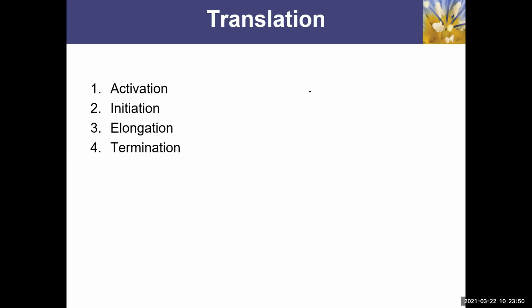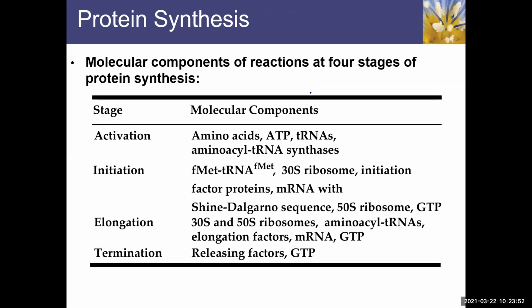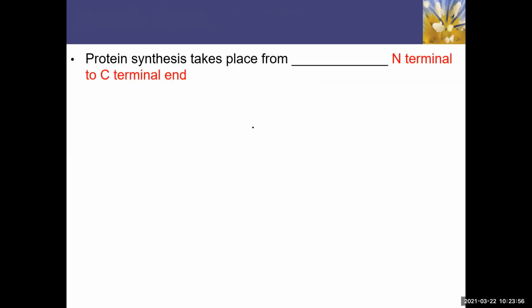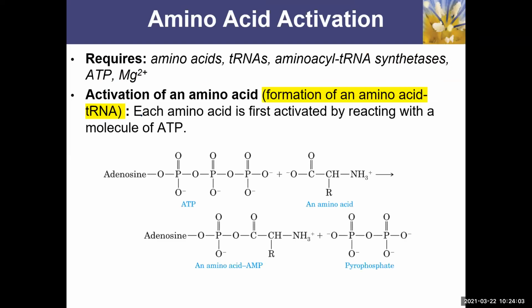So what is activation of amino acids? If you remember, I explained initially that protein synthesis takes place from the N terminal to the C terminal. We learned that in the proteins chapter. So what is an activation of amino acid? Activation of amino acid is simply when the amino acid is activated by reacting with a molecule of ATP.